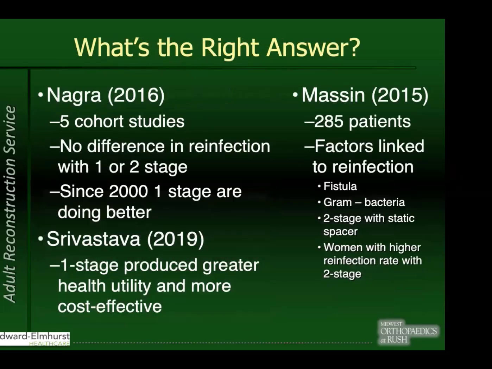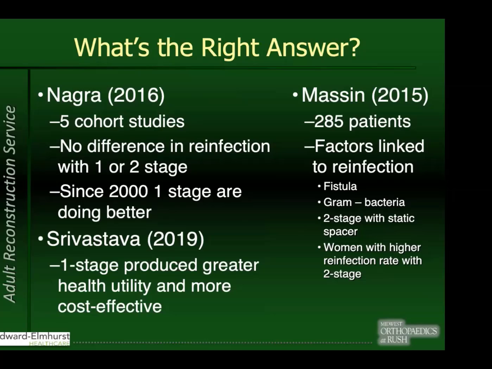What's the right answer? There really isn't a right answer. 1-stage, 2-stage, 3-stage. We all kind of make this up a little bit and go based upon our own anecdotes. But overall, there's been good success with the different type of techniques, whether you're doing a 1-stage or a 2-stage. I think mostly it's sticking to your algorithm, sticking to your diagnosis, and then treating it adequately.